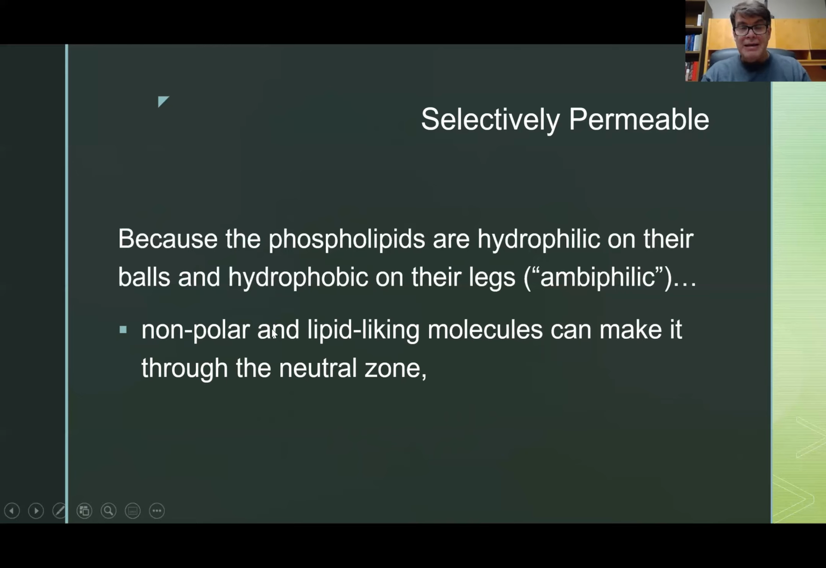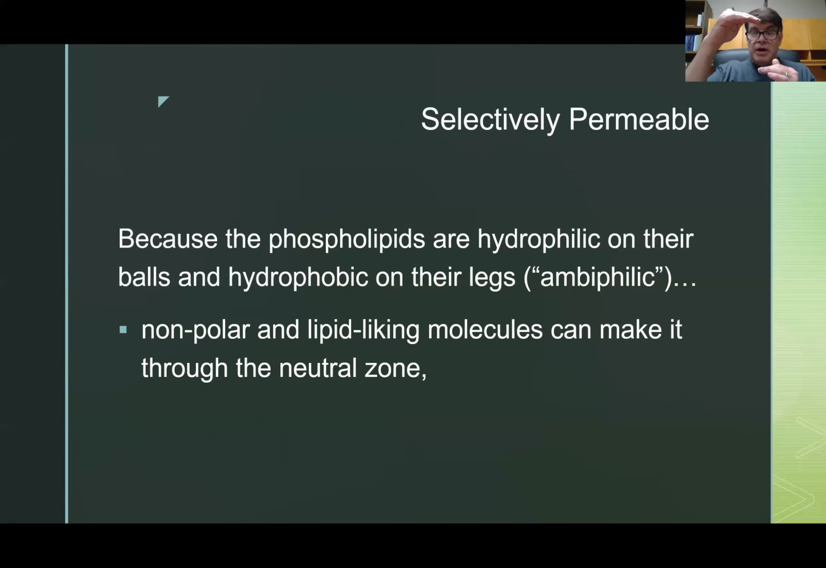Nonpolar and lipid-liking molecules, that is, lipid-soluble molecules, can make it through the neutral zone. By the way, I fried hamburgers tonight, and it's hard to get grease off your hands. It's hard to get the fat out of the pan with water. Why? Water is a polar molecule. Fat is a nonpolar molecule. And so it's difficult to get the water to wash it away. In the same way, nonpolar likes nonpolar, and polar likes polar.